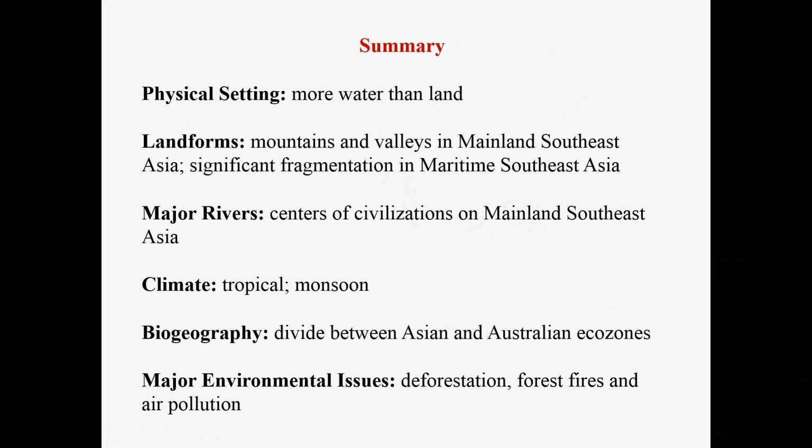As for major rivers, there are four major rivers in mainland Southeast Asia. They are the centers of population and civilization. Most of Southeast Asia has a tropical climate with distinct monsoon patterns. In Southeast Asia, there's a very important biogeographical line that divides the Asian and Australian ecozones. Deforestation is a major environmental issue, along with forest fires and related air pollution.